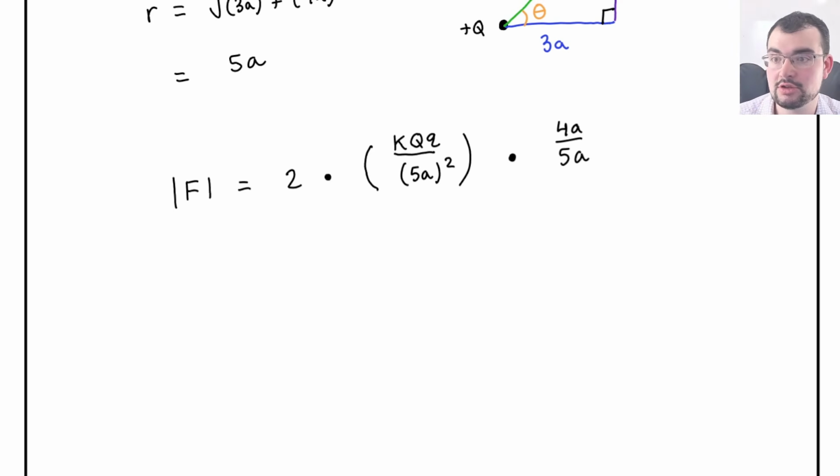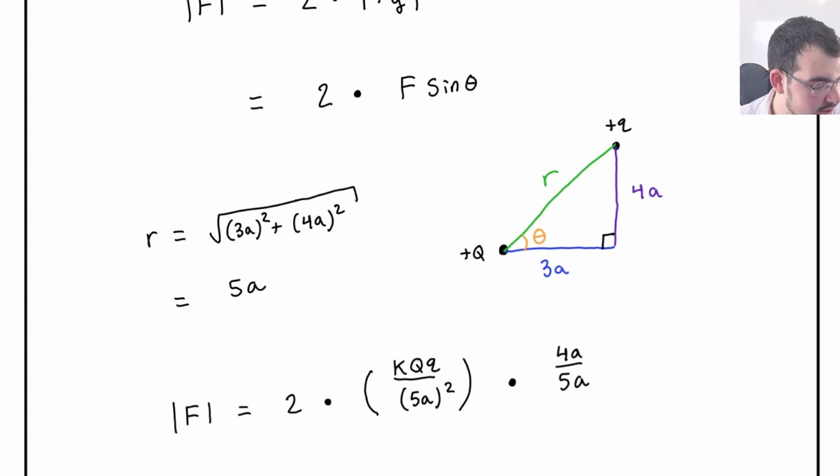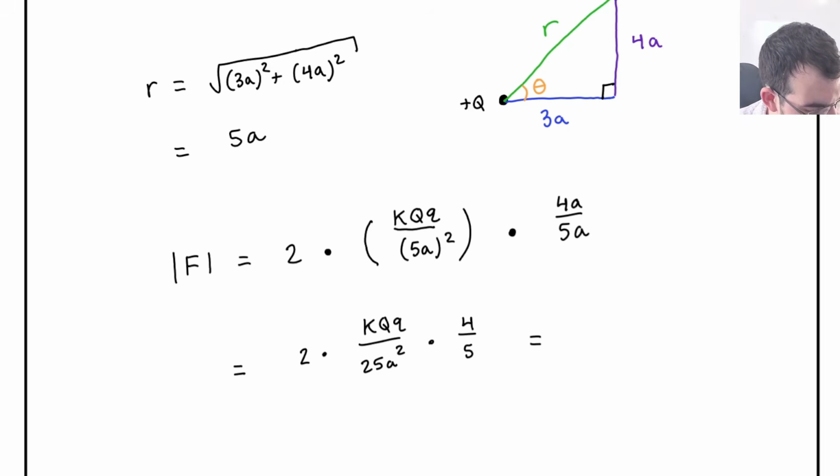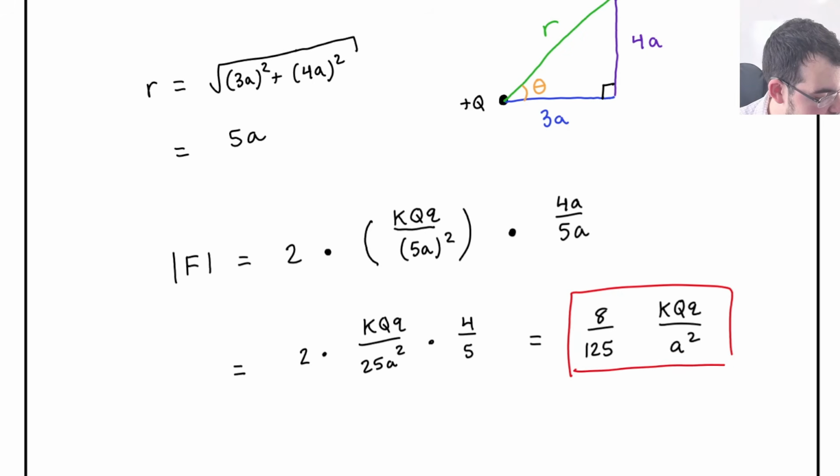So I could actually leave it like this, and if you're scared to mess up, you can totally just leave your answer like this and get full points. But this does simplify to 2 times kQQ over 25a squared times 4 over 5, which is equal to, 2 and 4 make 8, 25 and 5 make 125. So 8 over 125 kQQ over a squared is our rubric final answer.